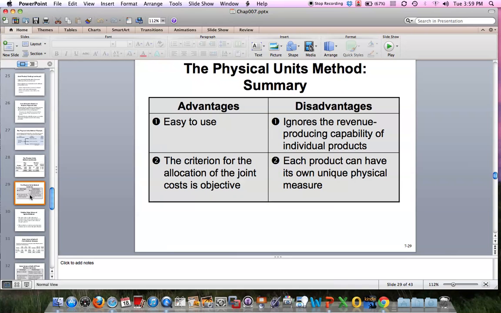Okay, obviously a very simple method. It works. It has some advantages and disadvantages. Easy to use. The criterion for allocation of joint cost is objective. That's good. Disadvantages: it ignores the revenue producing capability of each product. We know that the fillets are going to have more value than the canned tuna, so it ignores that. And of course, each product can have its own unique physical measure. The canned tuna has a different measure than tuna fillet, obviously.